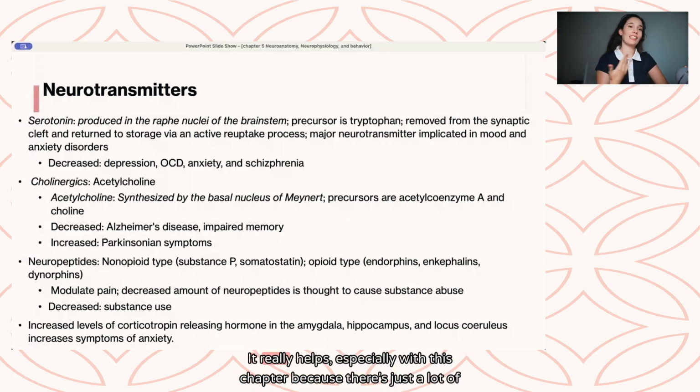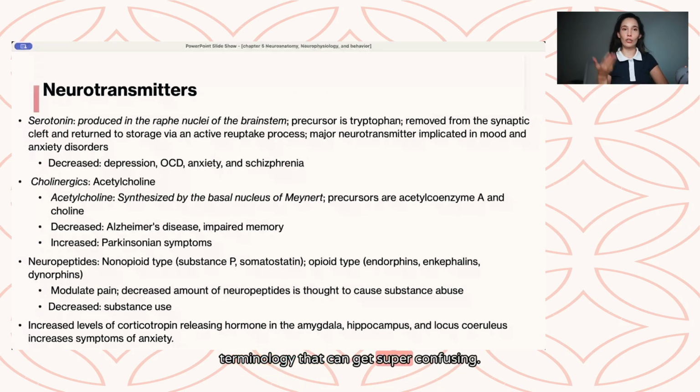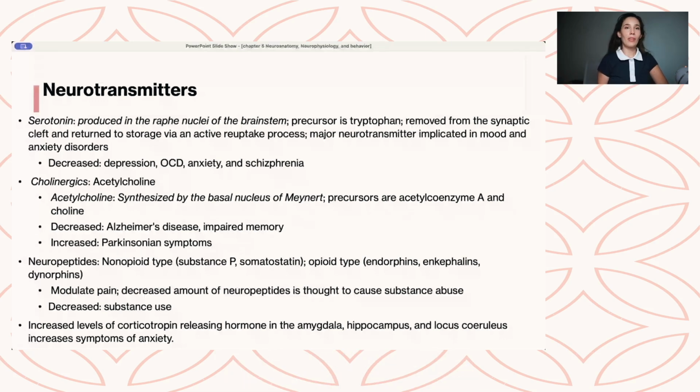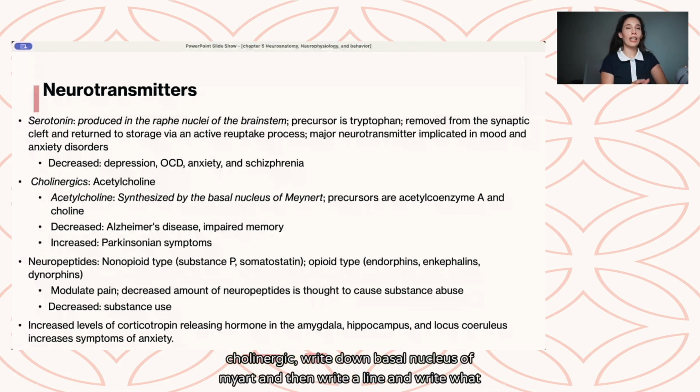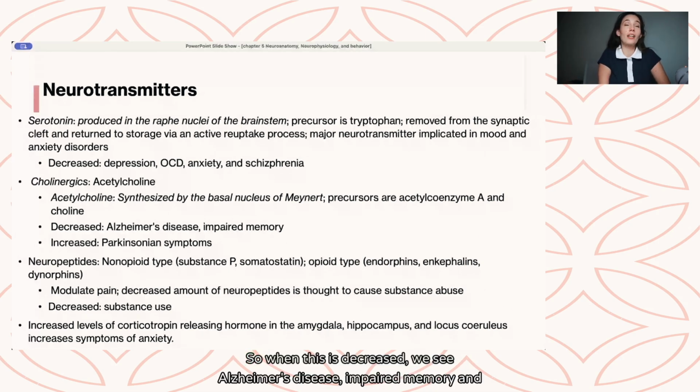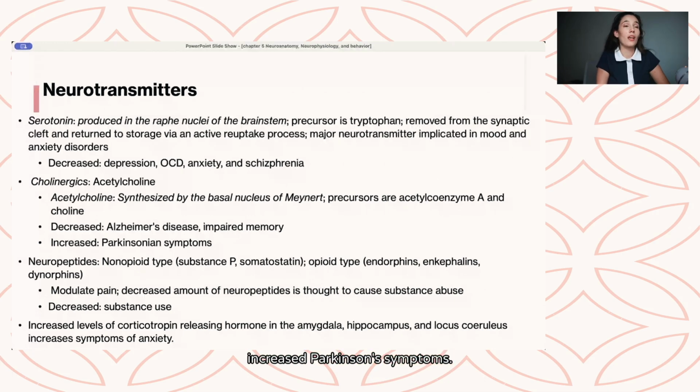Again, you can make silly stories. It really helps, especially with this chapter, because there's a lot of terminology that can get super confusing. So although my stories might sound ridiculous to you, make up your own story. Write down cholinergic, write down basal nucleus of Meynert, and then write a line and write what it reminds you of, and then create a story to tie those things together. So, when this is decreased, we see Alzheimer's disease, impaired memory, and increased Parkinson's symptoms.